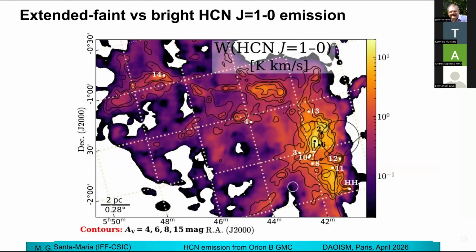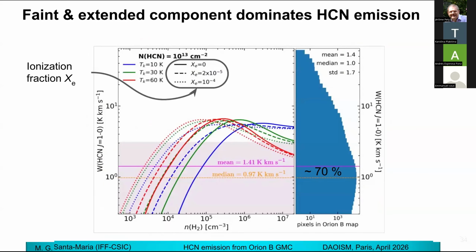So going back to the HCN at large scales in the map, as I said, there's a big difference between the faint emission part and the bright part that is inside the contour for the AV, for the extinction. And we use these non-LTE models to try to understand the emission. Our models have different temperatures and also different ionization fraction. This is the abundance of electrons. And we are trying to understand the faint emission that is around 70% of the total points.